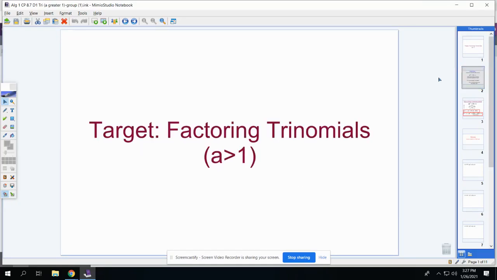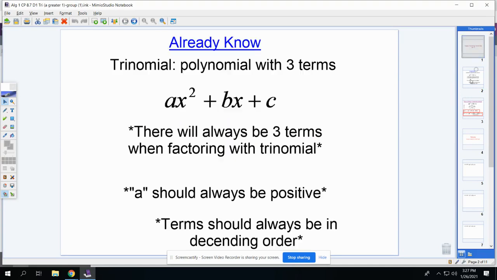All right, let's go ahead and start with our topic today, factoring trinomials when a is greater than 1. So some things that we already know right here. A trinomial is a polynomial with 3 terms. All right, every time we are factoring here, we are going to see 3 terms in our trinomial.